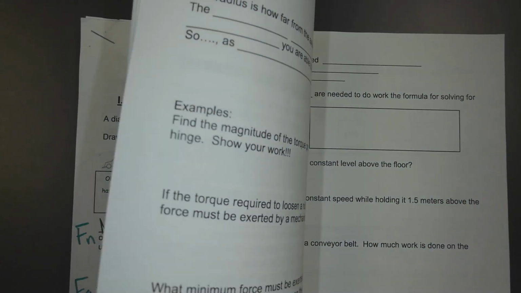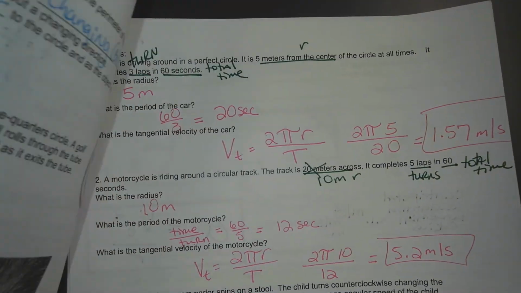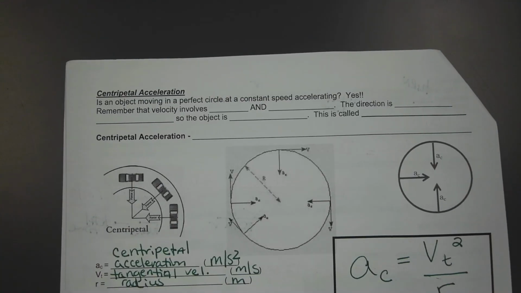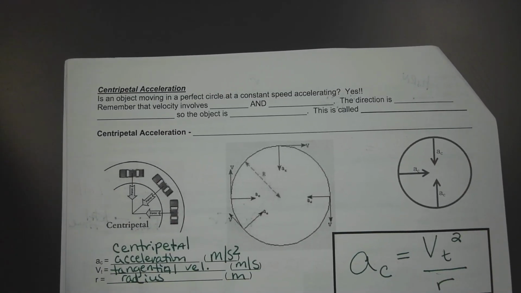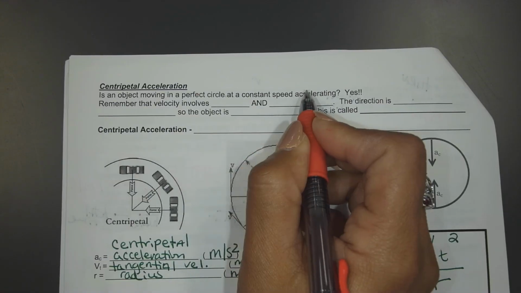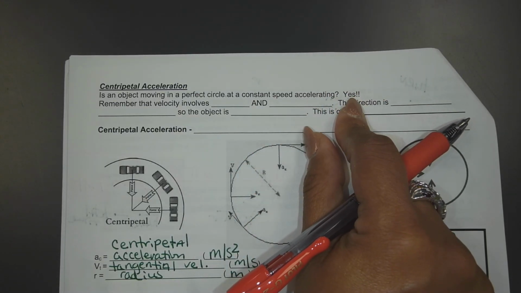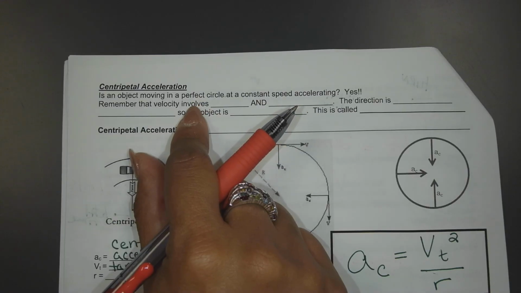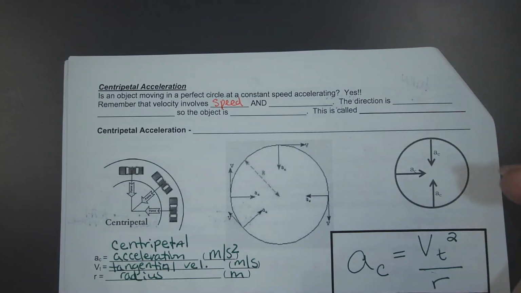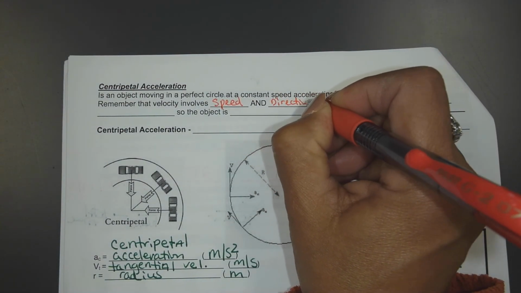All righty. Here's where we ended up with our notes at centripetal acceleration. Now, on centripetal acceleration, we actually wrote in those words over here before we left. So let me go back to find those words again. Those words say, is the object moving in a perfect circle accelerating? And the answer is yes, it is. But that's because objects that move in a circle not only involve the speed, or what we call magnitude, it also involves the direction as well.